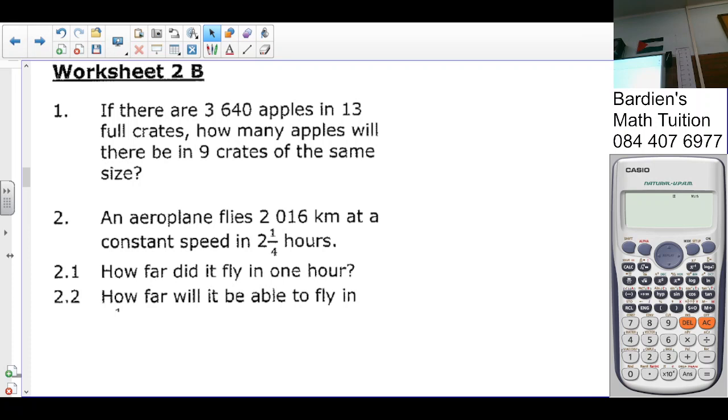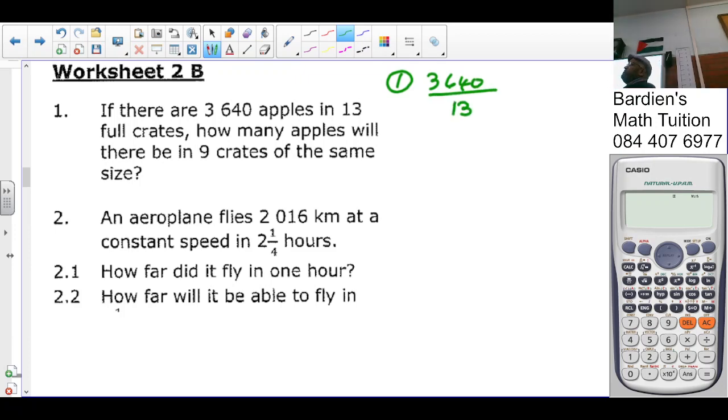Not so? Yes. So now we're busy with the rate. We delved into the ratio before, now we're looking at the rate. Why? Because we have two different quantities. When we were busy with the ratios, it was all the same quantity. Okay? So number 1 is going to be 3,640 apples divided by 13 crates. With the apples on top and the crates at the bottom, we're going to have apples per crate.